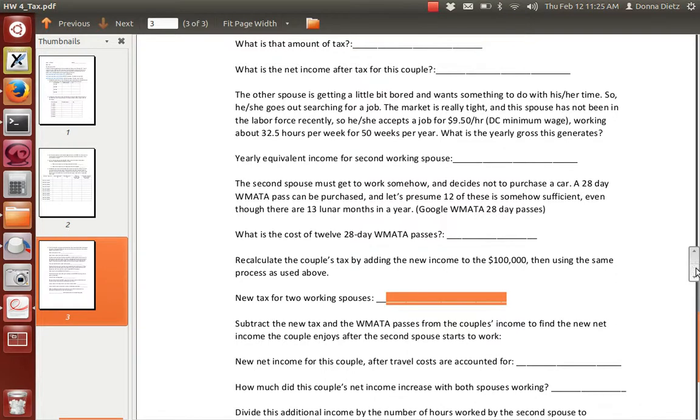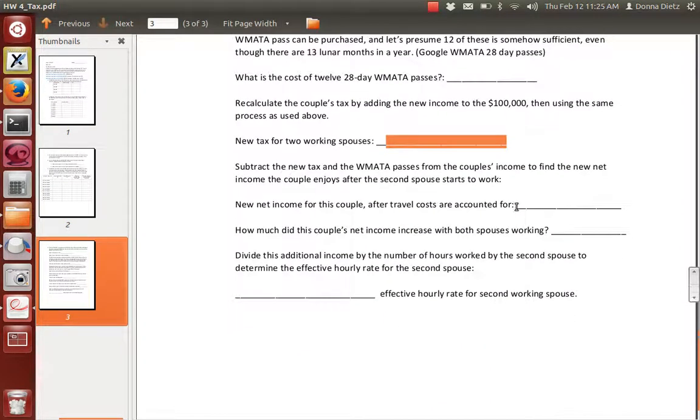Alright. Next, I'm going to be a little bit unconventional. I'm not only going to subtract all their tax from their income, but I'm also going to subtract the travel costs, because if you have to pay for travel in order to get to work, then that's part of the cost of working, so you're not actually getting that additional benefit.